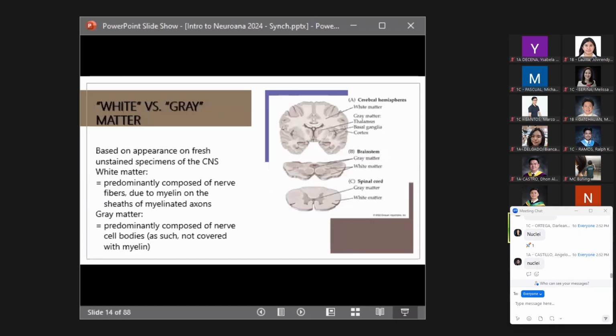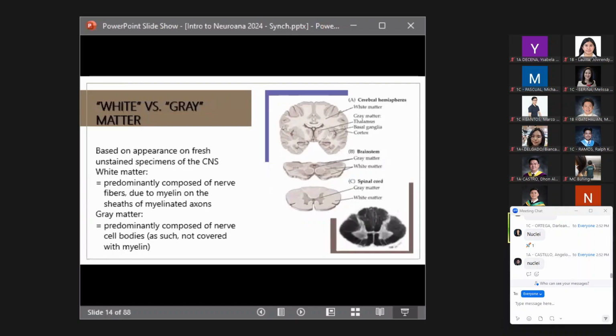There are also sections you will see in the lab, and pictures in your textbook, of stained specimens of the brain and spinal cord. If they are stained for myelin, the image would reverse. In this spinal cord section, the white matter appears dark and the gray matter lighter, since the stain is picked up by the myelin, so it looks black. The white matter is black, the gray matter is white.